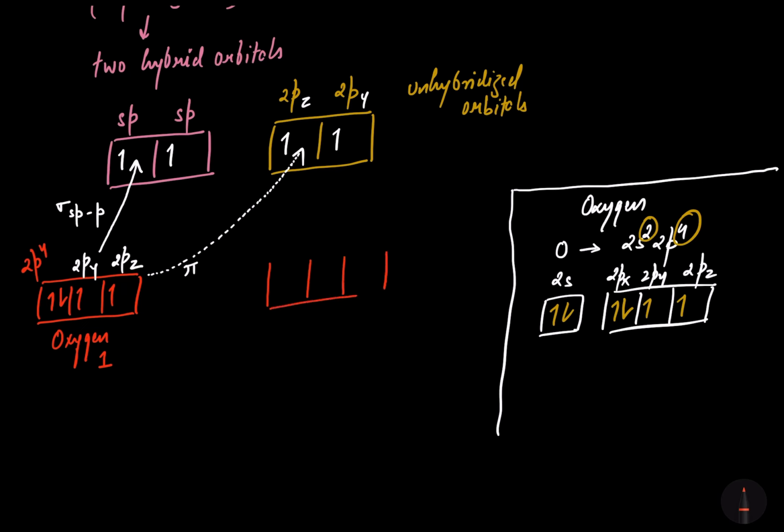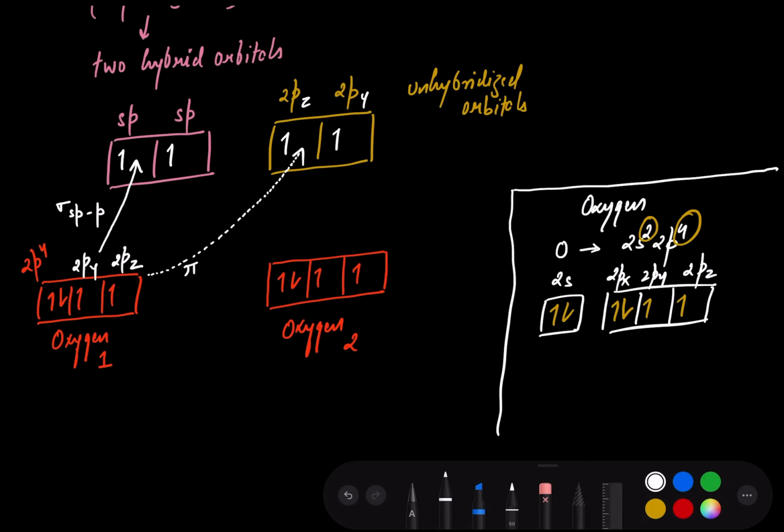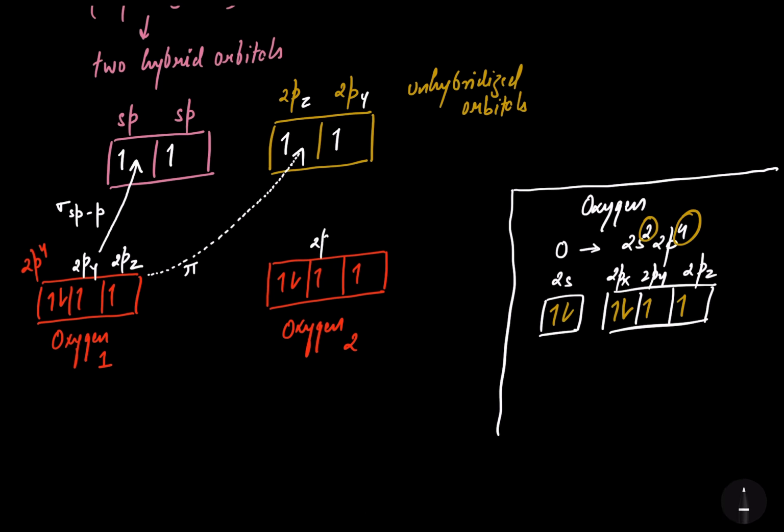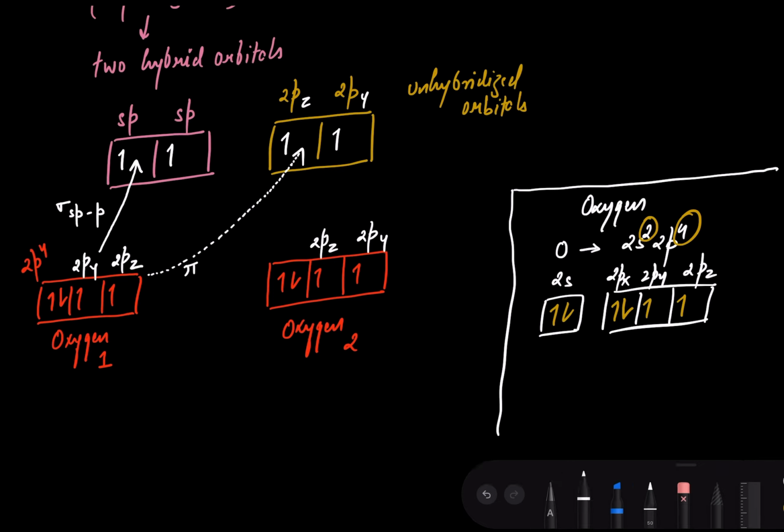Again I'm drawing the 2p orbital of the oxygen number 2. That's the 2p orbital. Now the 2p is having 4 electrons, the 1, the 2, the 3 and the 4. Now that's 2pz and that's 2py. Now what's going to happen?